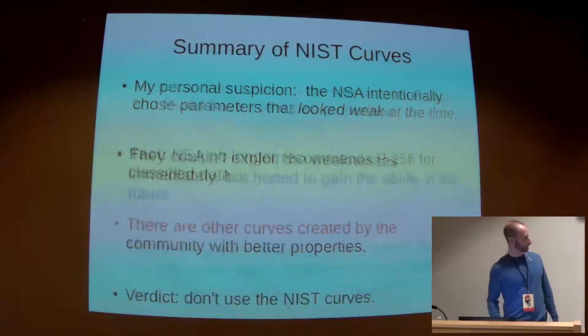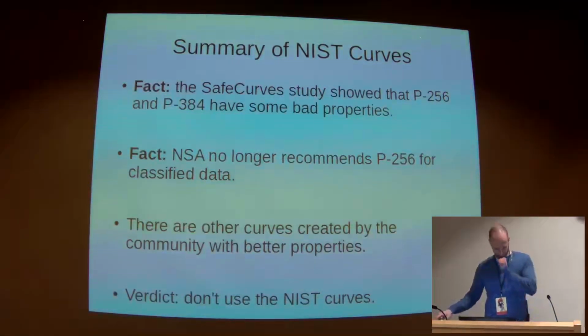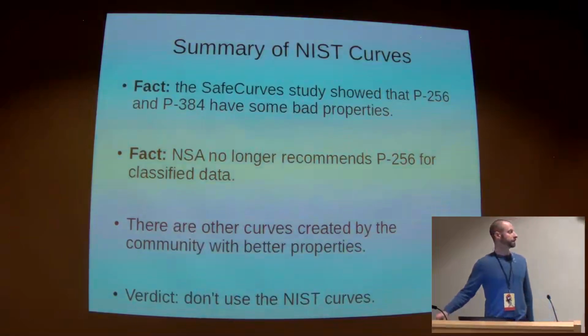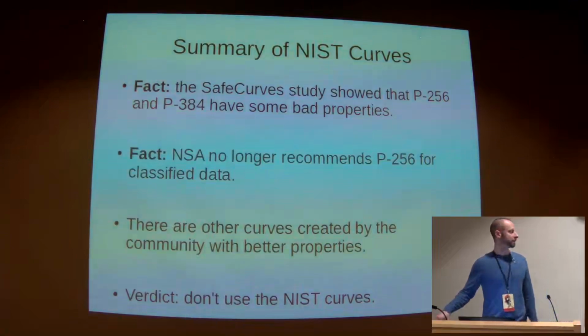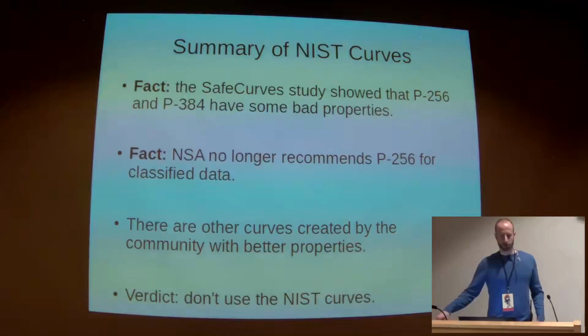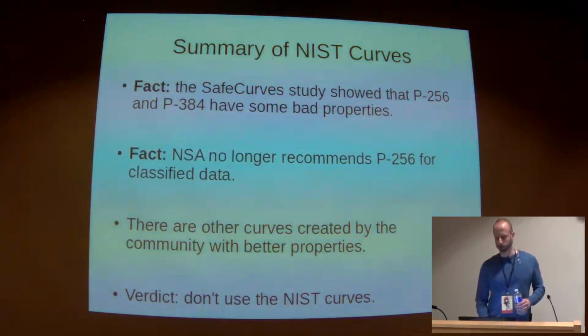But let's dial it back and just look at the facts. The fact is that the SafeCurves project showed that P256 and P384 do have some bad properties. That's a fact. Another fact is the NSA just dropped P256, so they no longer recommend it for classified data. And there happen to be other curves created by the community with better properties, so in the end you have to really ask yourself why continue using the P curves.